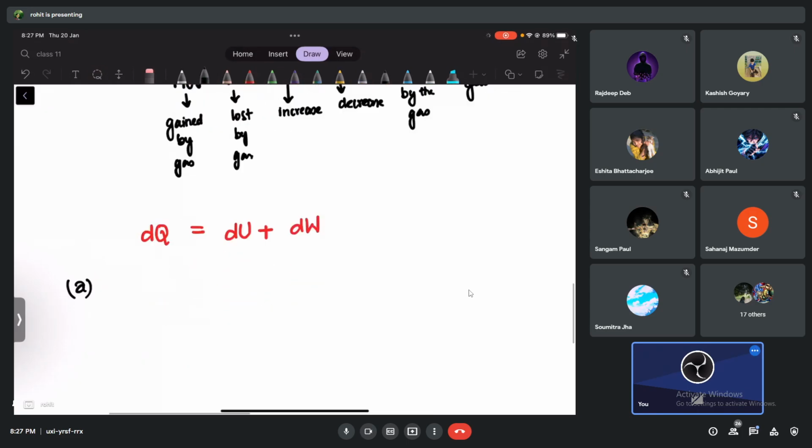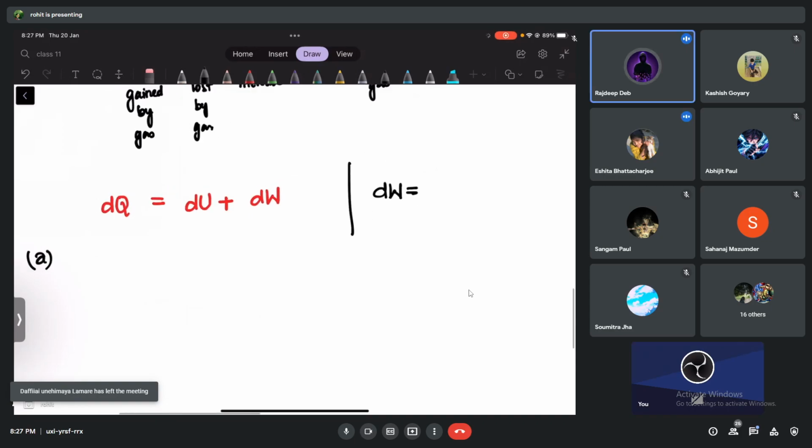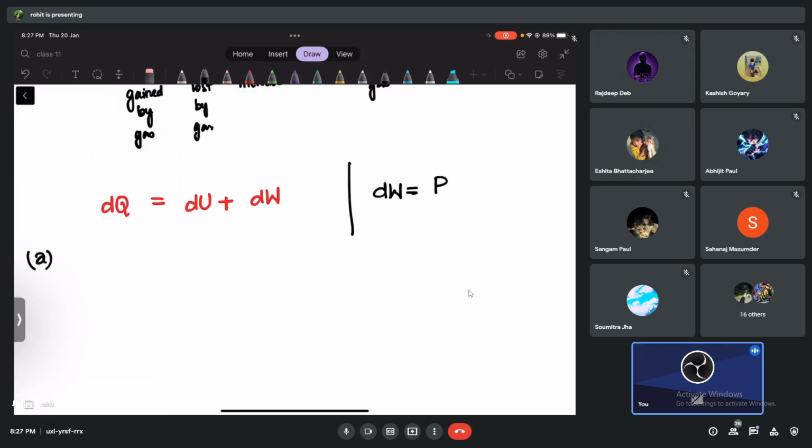Okay, but before that I have to show you one more thing. Can you tell me, what is the formula for dW? Small amount of work done equals PdV: pressure times the small change in volume. If there is no change of volume, what will dV be? Zero. No change of volume means change of volume equals 0.